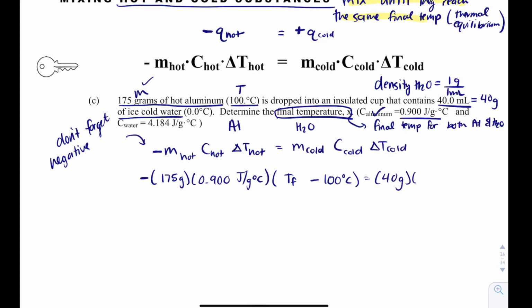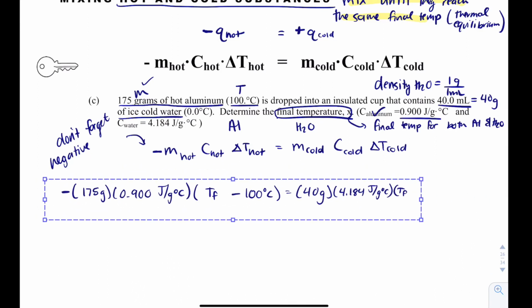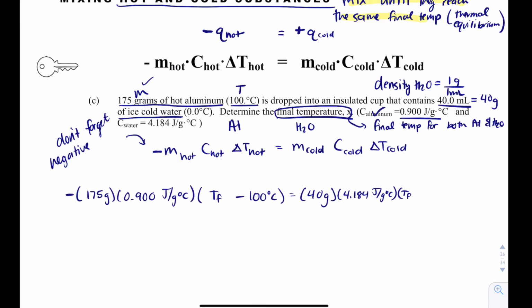The specific heat of water is 4.184 joules per gram degree Celsius. The final temperature of water is something that we're solving for, since both the aluminum and the water will have the same final temperature. And we started off at ice cold water, so it was literally at 0 degrees Celsius. Okay, so what I'm going to do is multiply these, and I'm going to change that variable TF just to X. For some reason, I like it better that way.